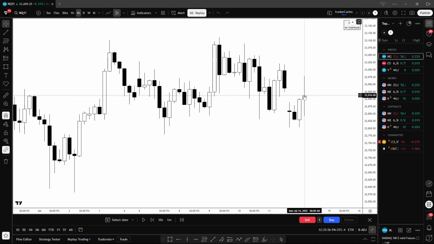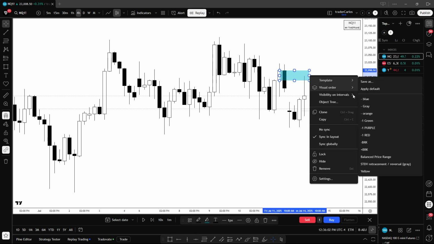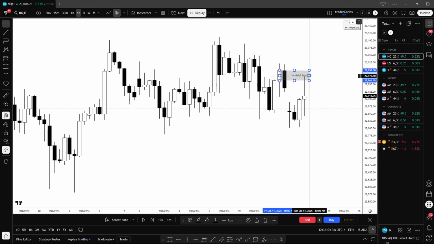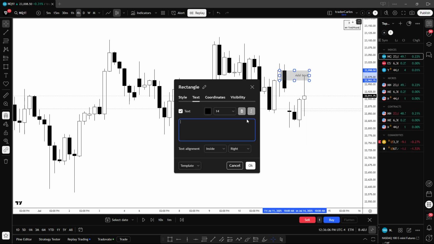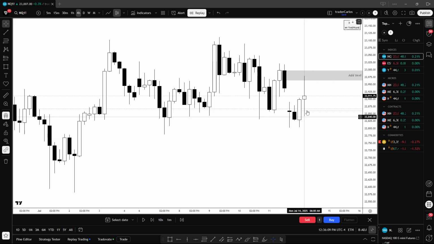All right. So 9:30 opened. We had a Judas into this 4-hour POI right here. Make this gray and then extend this out. So this is the POI I used to frame my shorts.